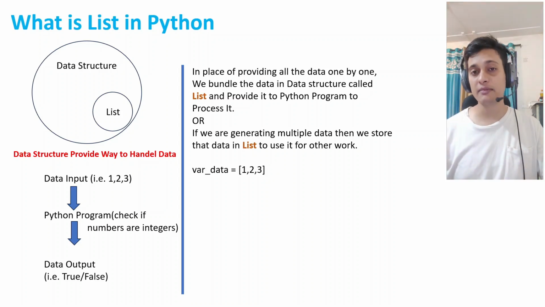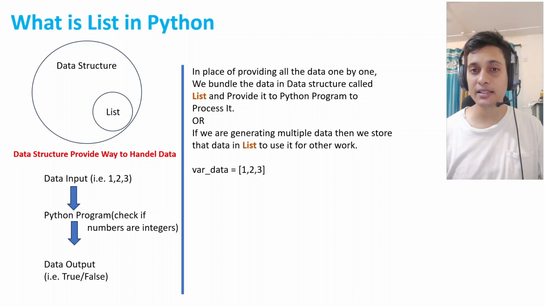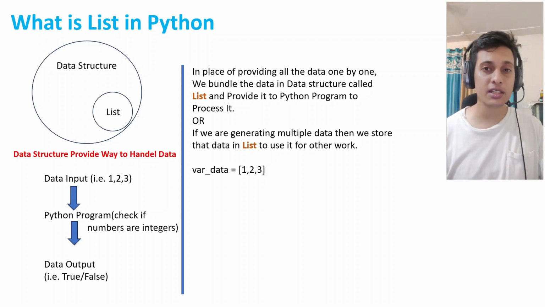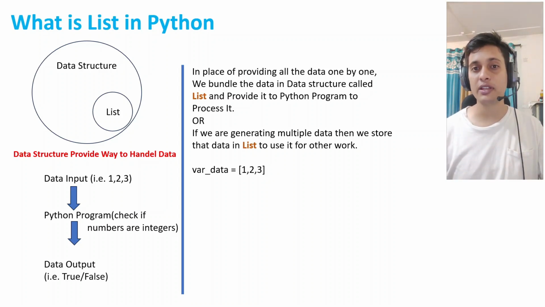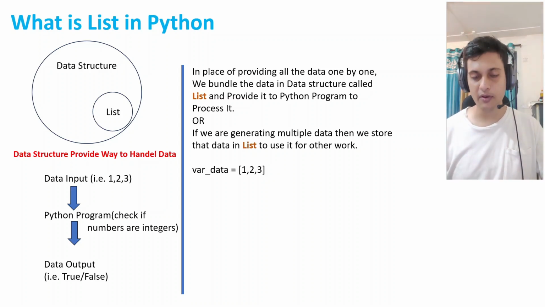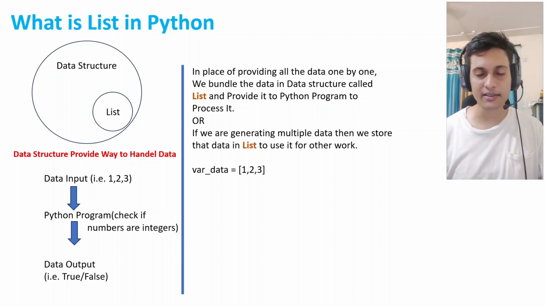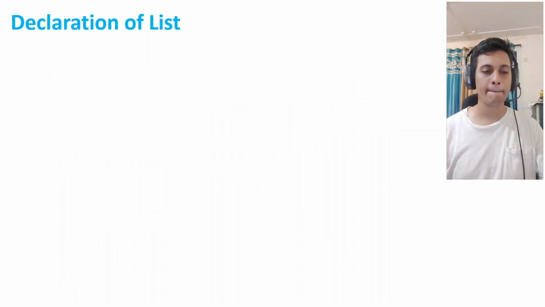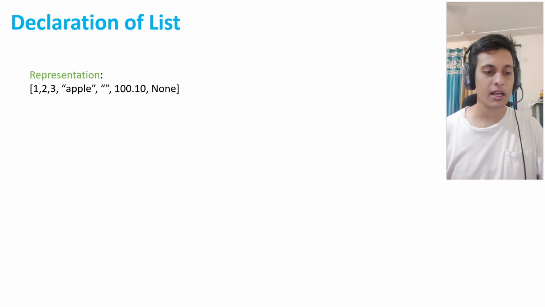So our Python program will process the complete list, and based on the verification, it will provide us the output whether all the data is integer or not. So yes, it simplified our task. So this is the list. And how to declare a list? First, let's see the representation.